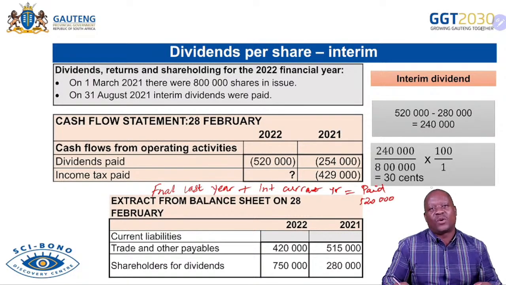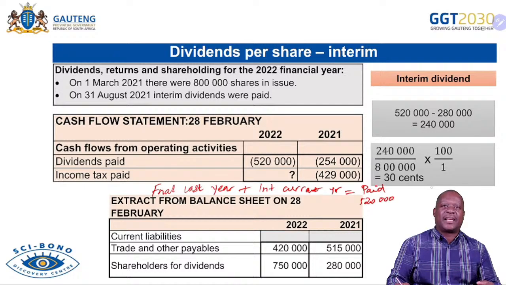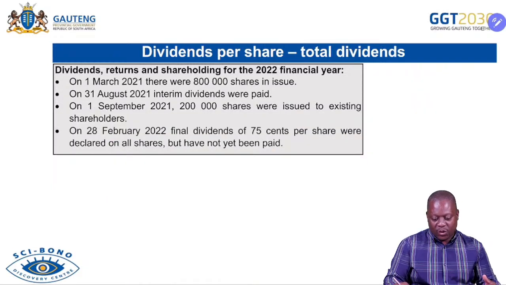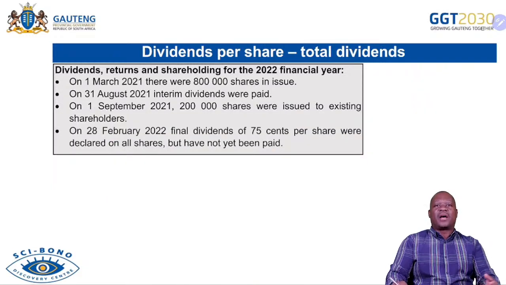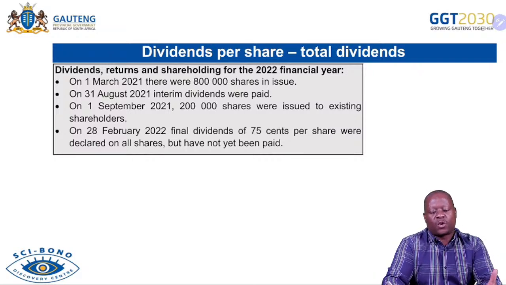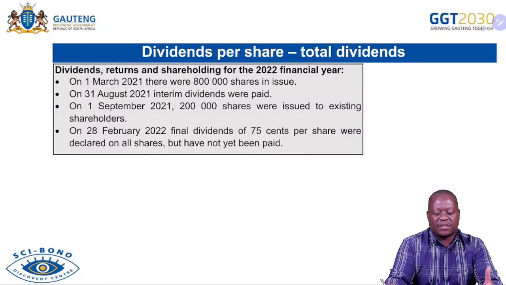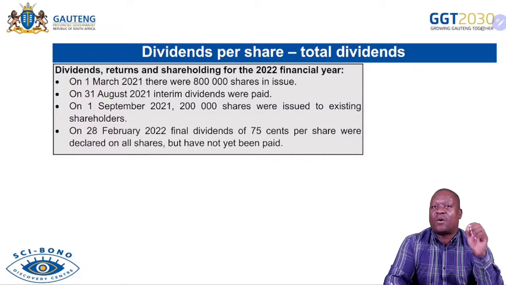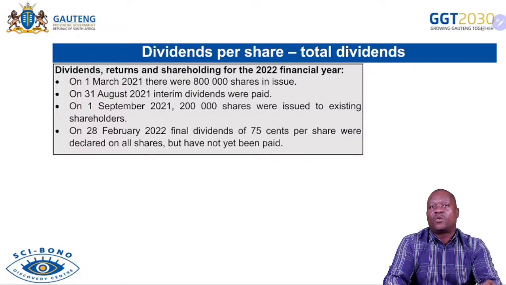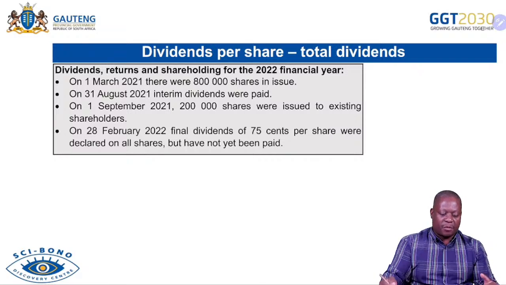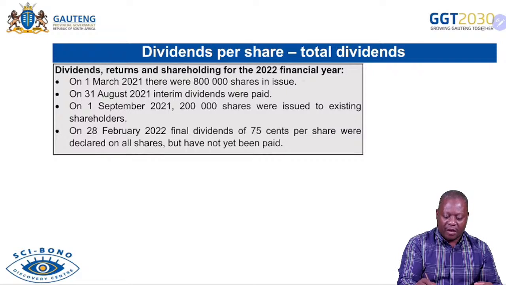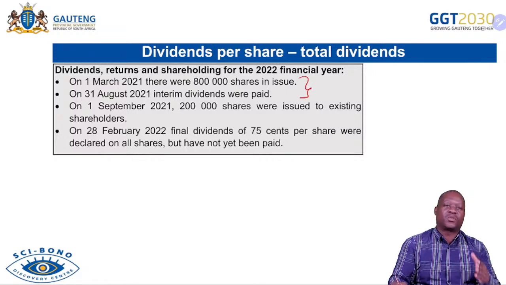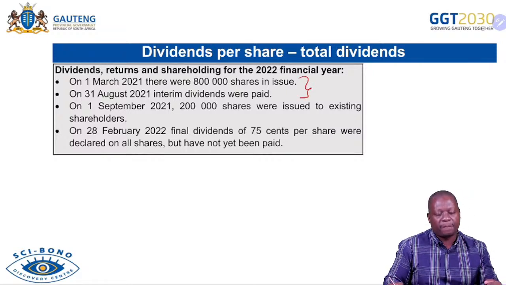Now I can see you guys doing this better than anyone else can ever do going forward. Now, the next thing that we are going to look into is the total dividends per share. Remember, we only have our interim per share, which is 30 cents. Now, let's see what other information we are given. We have already looked into the first two items. So let's go to bullet number 3.